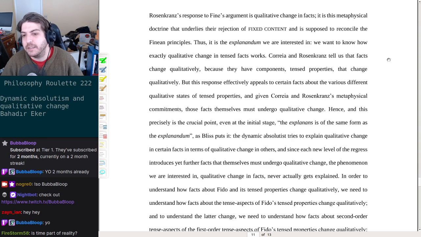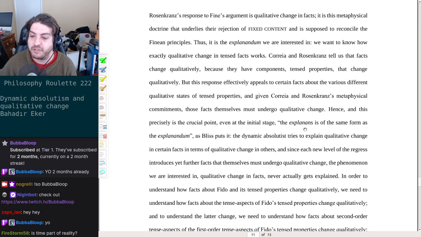Thus, it is the explanandum we are interested in. We want to know how exactly qualitative change in tense facts works. Correa and Rosenkranz tell us that facts change qualitatively because they have components, tensed properties, that change qualitatively. But this response effectively appeals to certain facts about the various different qualitative states of tense properties, and given Correa and Rosenkranz's metaphysical commitments, those facts themselves must undergo qualitative change. Hence, this precisely is the crucial point, even at the initial stage: the explanans is of the same form as the explanandum.